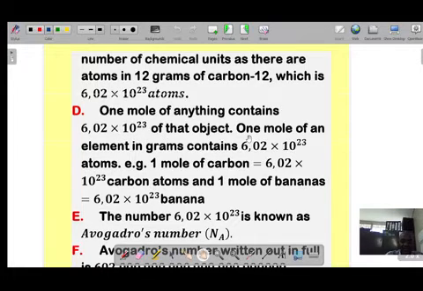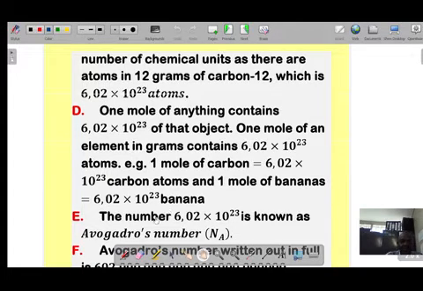Let me say this again, that 1 mole of anything contains 6,02 times 10 to the power 23 of that object. For example, 1 mole of an element in grams contains 6,02 times 10 to the power 23 atoms. Take an example of 1 mole of carbon, which is also 6,02 times 10 to the power 23 carbon atoms. And 1 mole of bananas is also equal to 6,02 times 10 to the power 23 bananas.